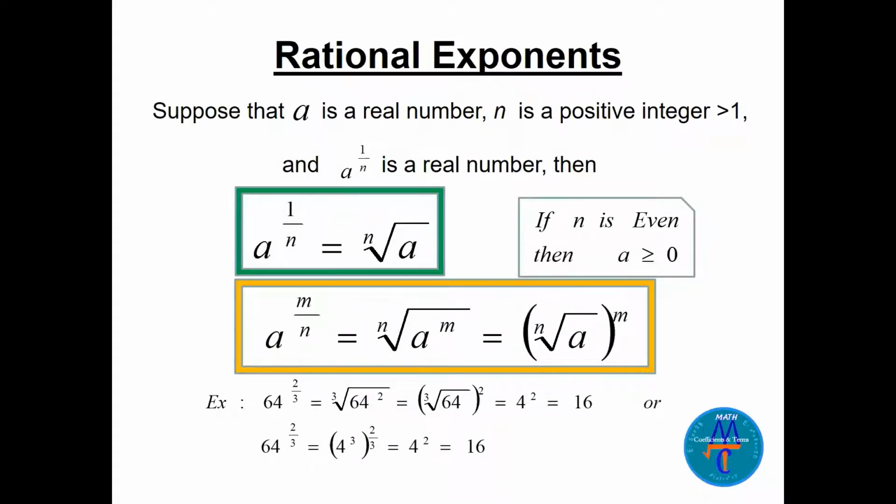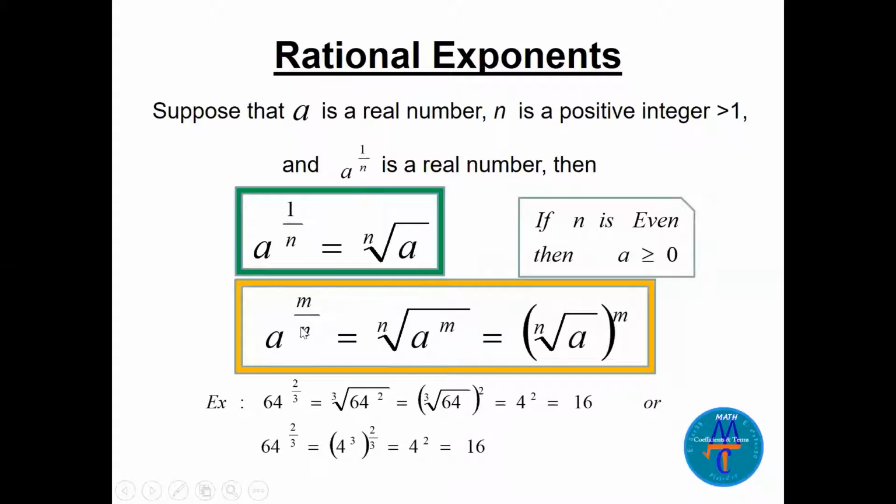Let's see, rational exponents. If a is a real number and n is a positive integer greater than 1, very nice formula here: we have a to the power 1 over n. This is exactly the nth root of a. So remember, if n is even, we have to have a positive. We have mentioned that in lecture number 7.